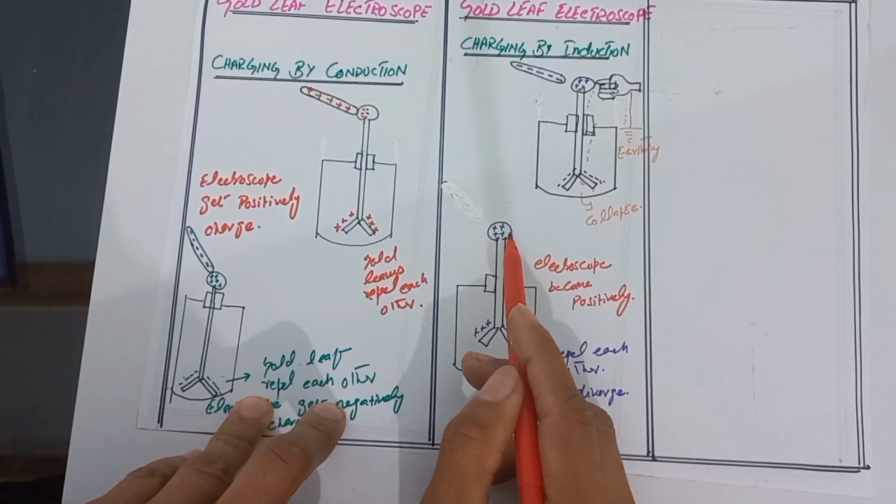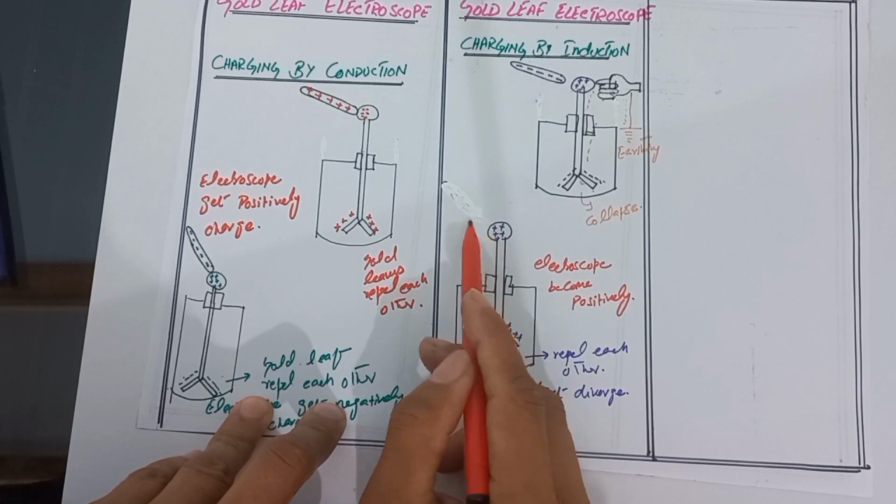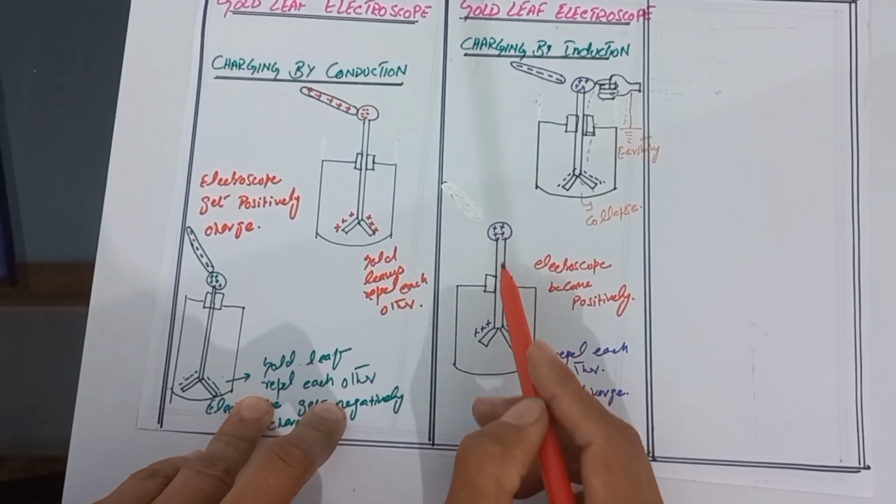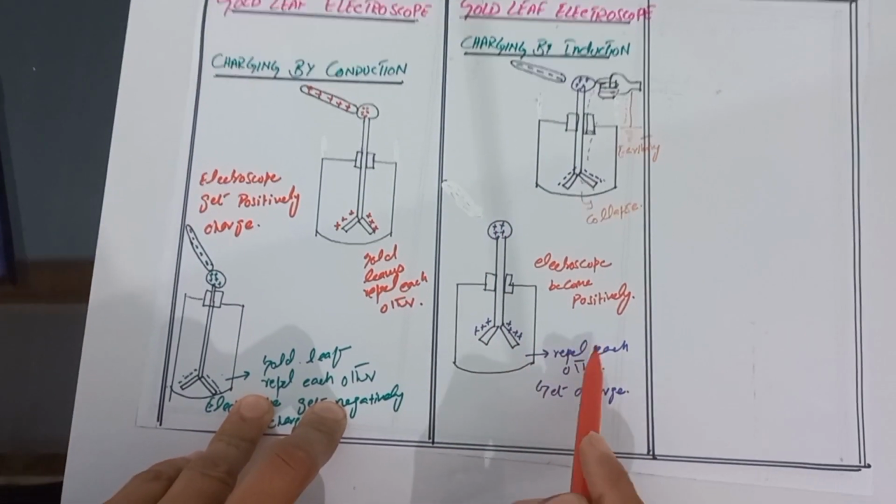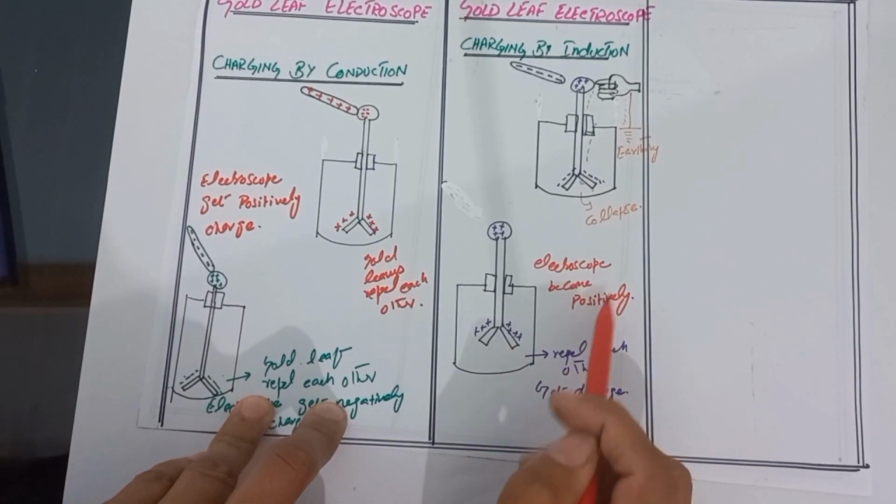The positive charge is induced on the metal ball. Now, we remove the negatively charged glass rod from this metal ball. The positive charge that was induced on the metal ball is distributed all over the electroscope. Then the gold leaves repel each other and diverge. So we can say that the electroscope becomes positively charged.